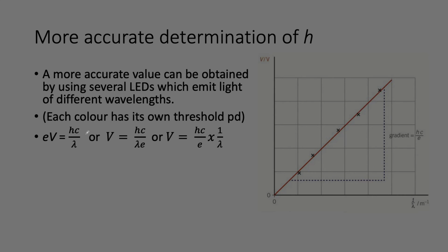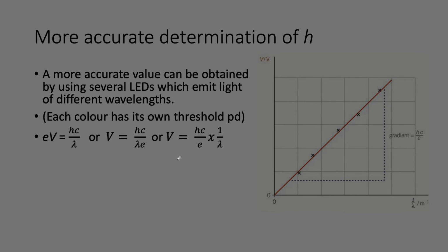I want you to remember that the gradient is the answer. We should try in physics to plot our results in such a way that the gradient tells us something useful, because what we've got here is a series of points, and by plotting the gradient of the line of best fit, essentially we're calculating an average, and by doing this we're removing quite a bit of the random error in our measurements.